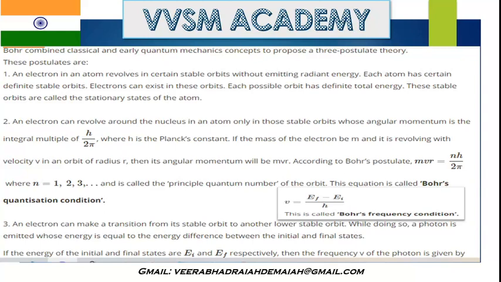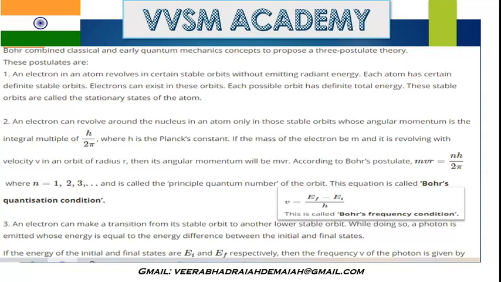This equation is called the Bohr quantization condition. Then there is the Bohr's frequency condition. An electron can make a transition from its stable orbit to another lower stable orbit. While doing so, a photon is emitted whose energy is equal to the energy difference between the initial and final states. If the energies of the initial and final states are EI and EF respectively, then the frequency v of the photon is given by v is equal to EF minus EI divided by h, where h is Planck's constant.